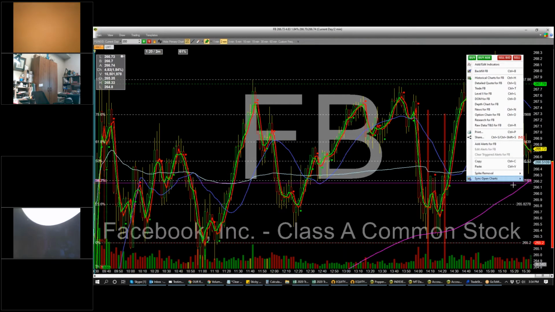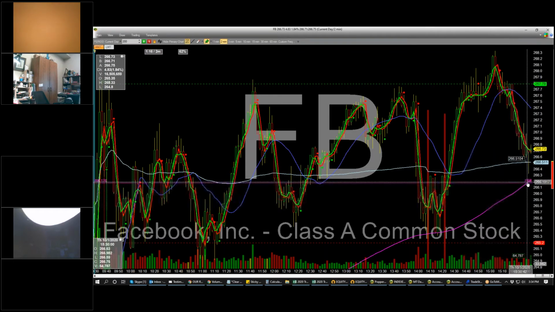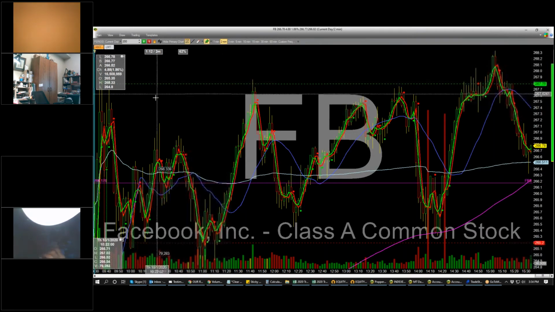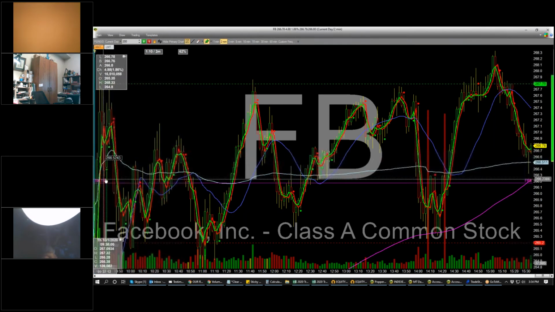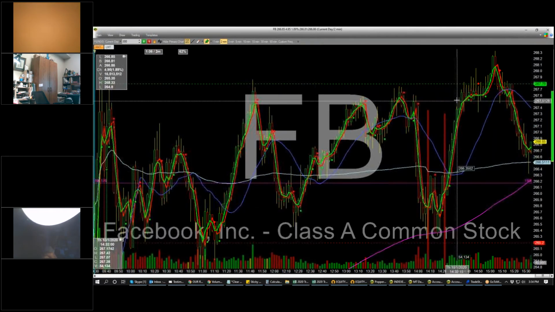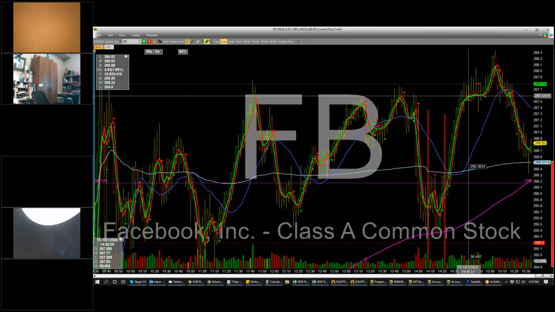Hold on, let me delete the fib resistance. This is a weekly fib right here, and that's where you saw a lot of traveling back and forth all day long through that weekly Fibonacci pivot. Facebook has been going back and forth through that. Does that make sense?